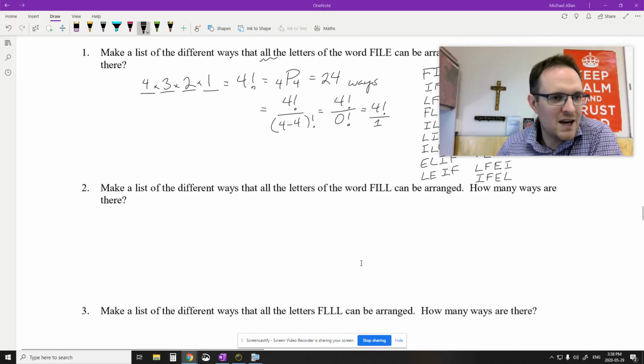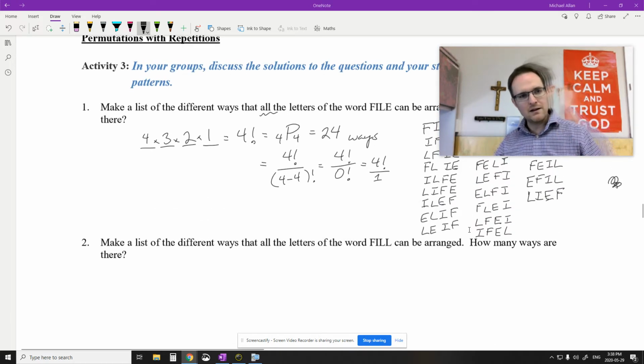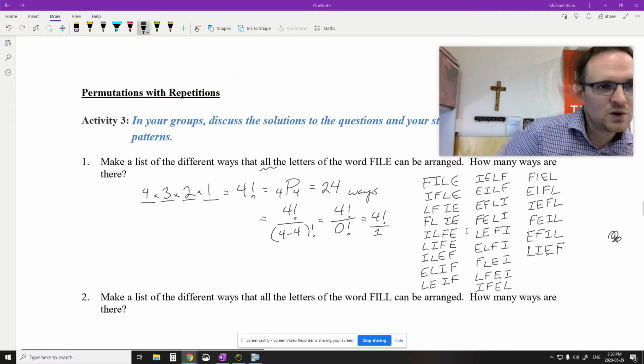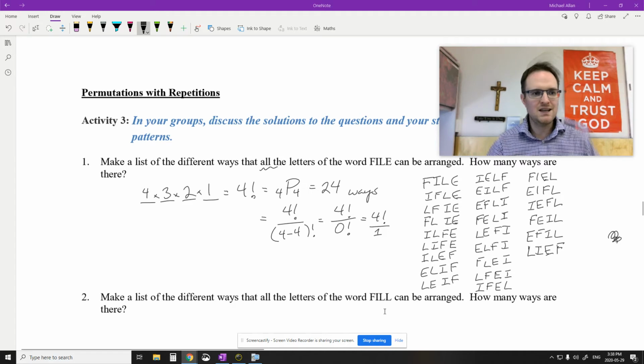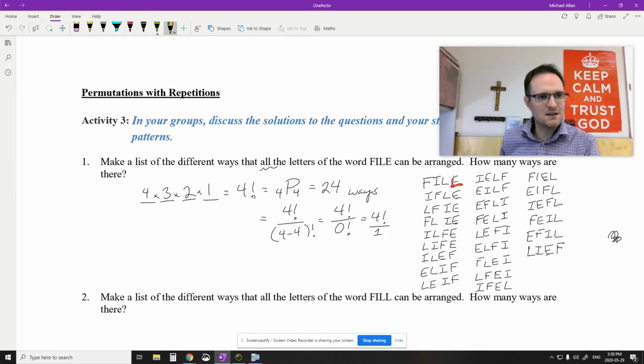Now, make a list of all the arrangements for F-I-L-L instead. So this is 24 when they're all unique, different letters. But what if I switched one of the E's to be an L? I'm not going to actually rewrite this list. I'm going to go to this previous list, and wherever there's an E, I am going to put an L. That makes sense, because this would be an L right here. So it'll be an L here, L, L, L, L.